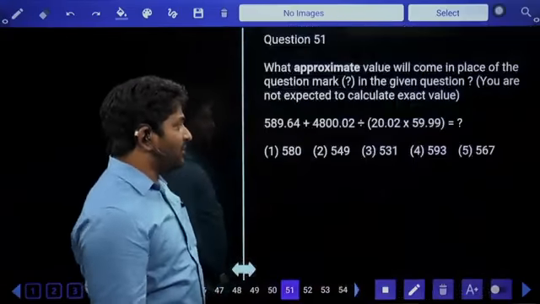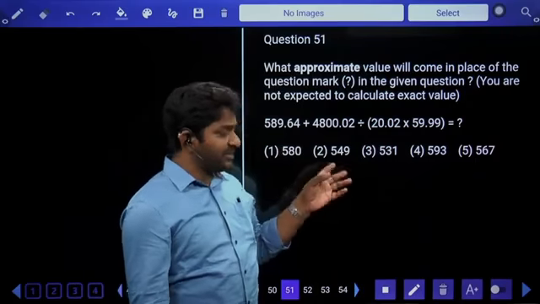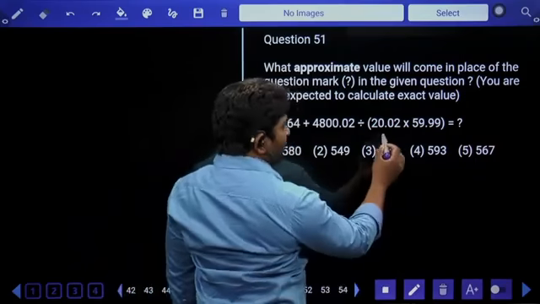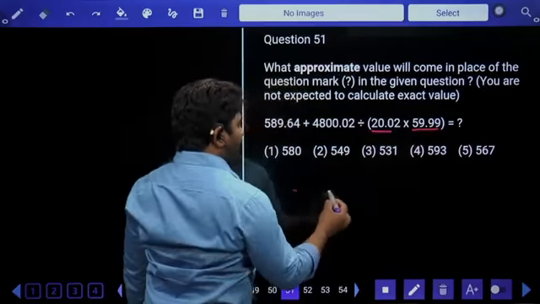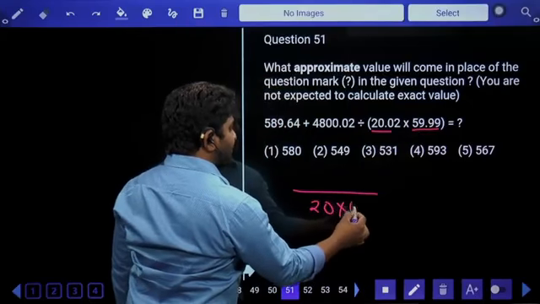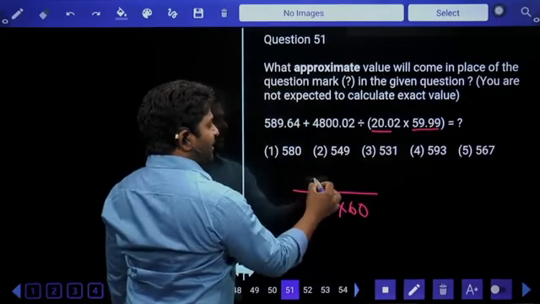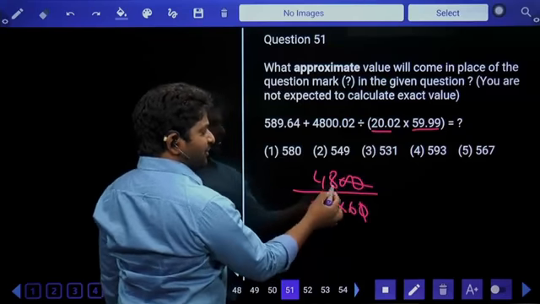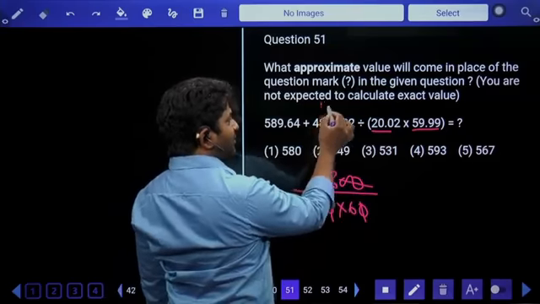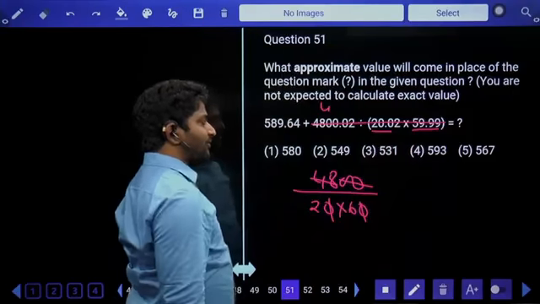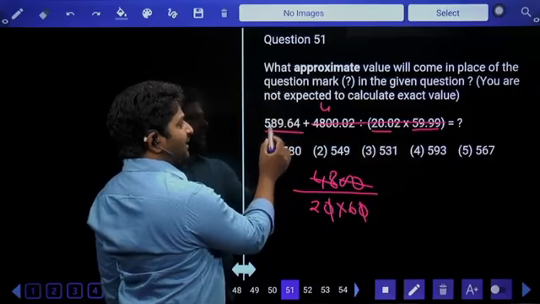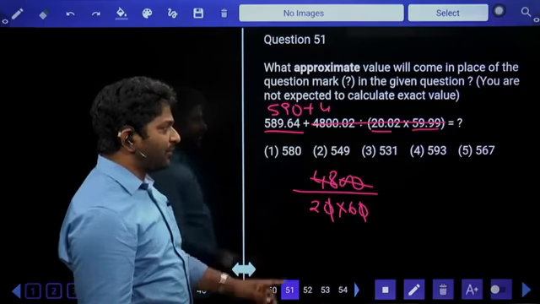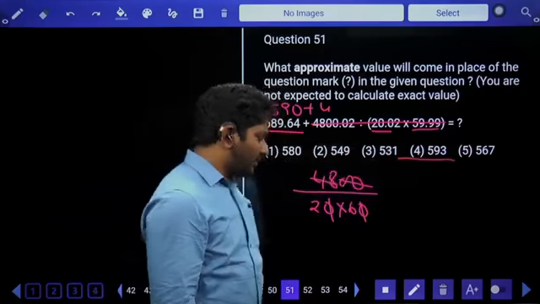Yes, from 51 onwards, we have approximations. So this is going to be a jackpot for us. Let us try to answer all the questions. Now, 20 times of 60, write it as it is, 20 times of 60, which is therefore 4,800. 2 zeros get cancelled. 2 into 6, 12. 48 by 12, that is equal to 4. So the entire number is equal to 4. Now this is equal to 590 plus 4, which is 594. The answer close to that is the fourth option.